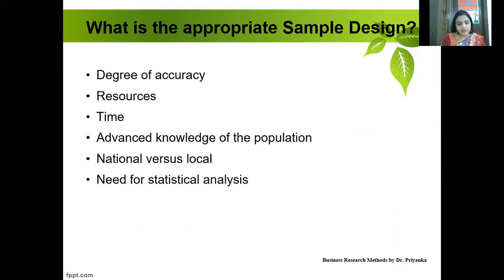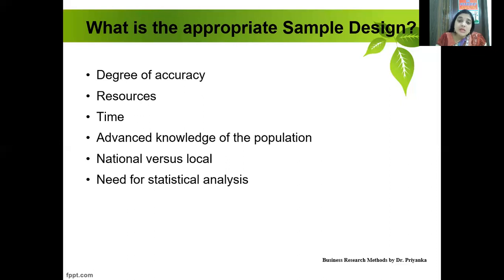For example, degree of accuracy. There are certain projects in which degree of accuracy is very, very important. In that case, what will you do? How should we choose our sampling method when we know that there are some budget constraints as well? So it is very important to list down all the factors you have in hand and then decide about the sampling design.